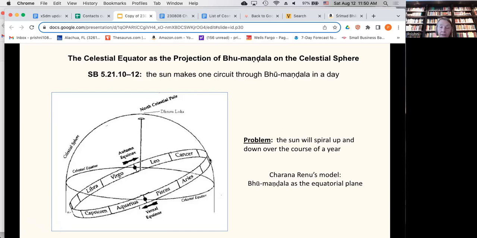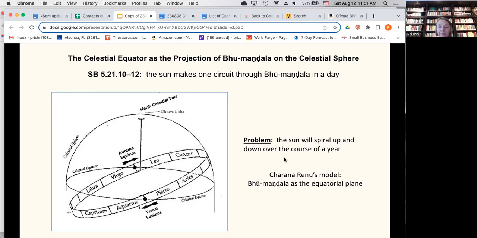And the Bhagavatam clearly says that the chariot wheel of the sun god rolls along the top of Manasottara mountain, and it's just skimming the surface of Bhumandala. So how do we get this height? How do we deal with this? And as Sariputta mentions, the sun's going to spiral up and down over the course of a year. So how do we deal with that? He gave up and said, I'm not going to deal with it. I'm not going to use this model.